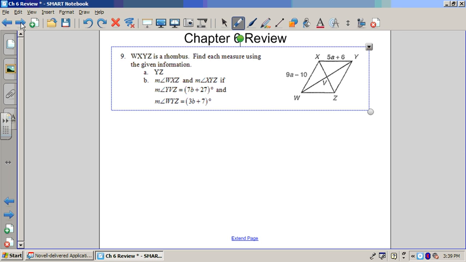WXYZ is a rhombus. Find each missing measure. We want to know what is YZ. Well, if it's a rhombus, all four sides are congruent. I know that WX is congruent to XY. So 9a minus 10 equals 5a plus 6. Subtracting 5a, I get 4a. Adding 10, I get 16. Dividing through by 4, a equals 4.